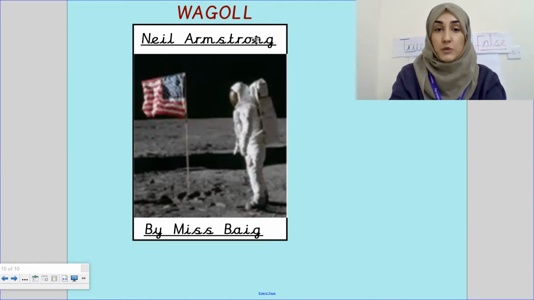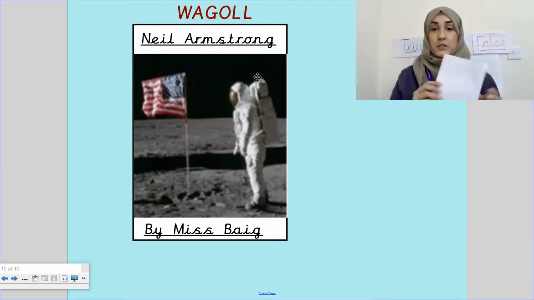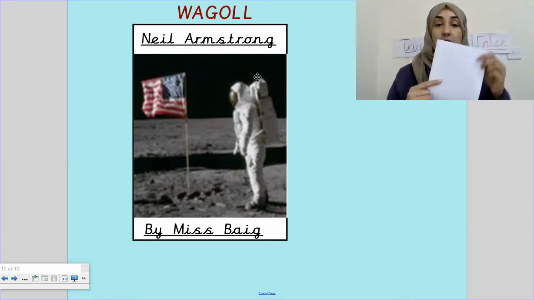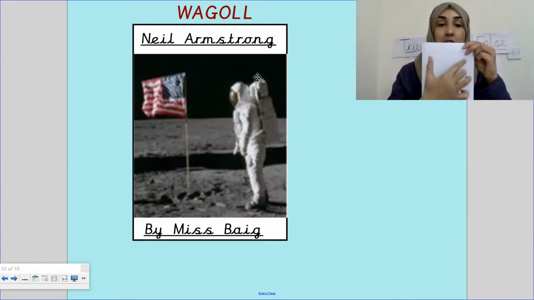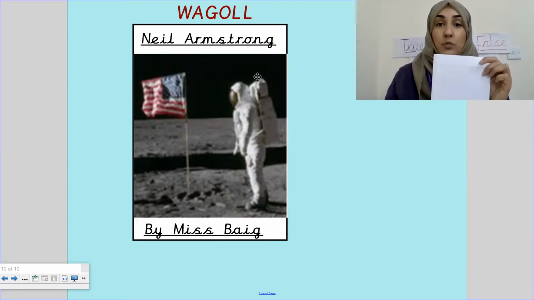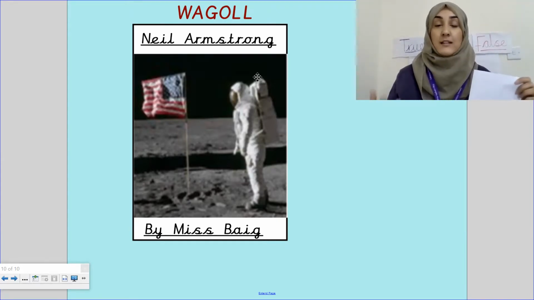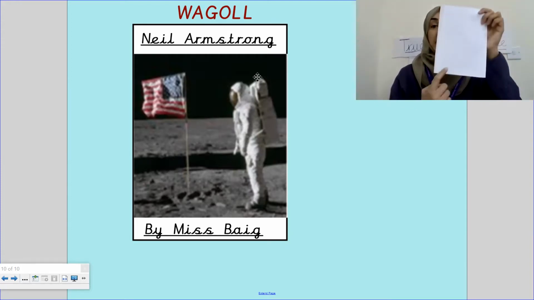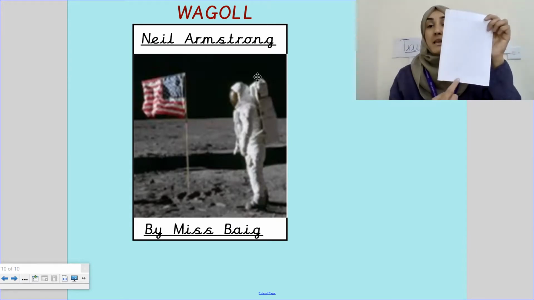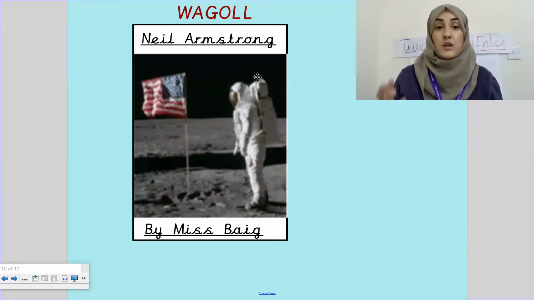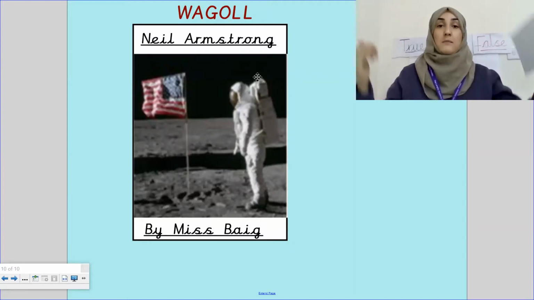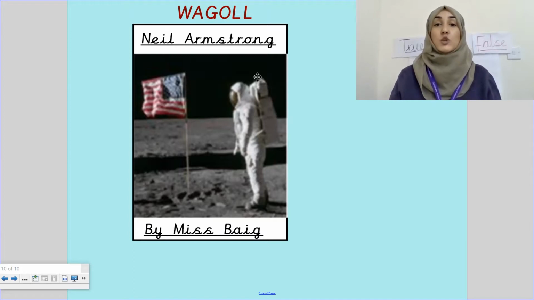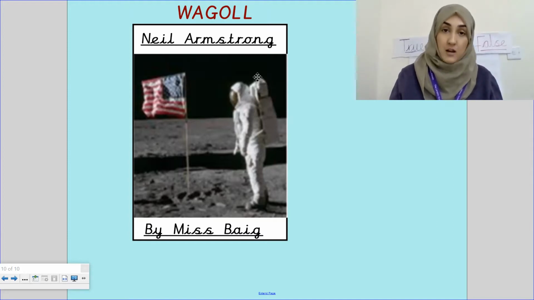So I've got Neil Armstrong, so the title at the top, so we know who the book is about. Then I've got a picture of him, a really large picture of when he landed on the moon, because that's the most special moment in his entire career and his whole life. He was the first man on the moon. And underneath, I've written by Miss Baig, because I'm the one who is writing this book. But you're not going to write by Miss Baig, because you guys aren't Miss Baig. You're going to write your own first name and last name.